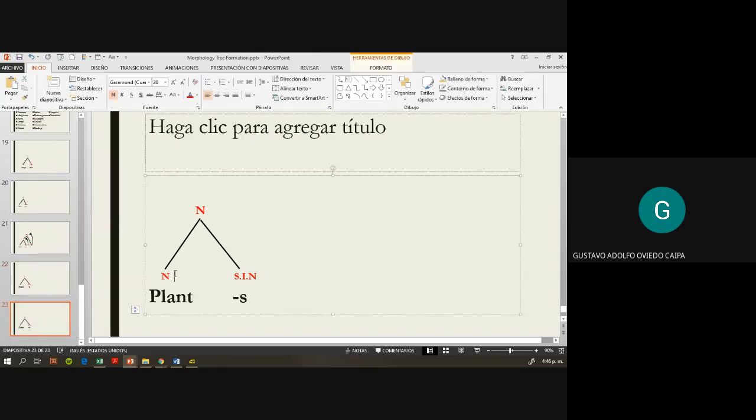So, I can say that this is a verb and that this is a suffix. Well, it's still inflectional, but for verbs. And this one needs to change to be a verb.